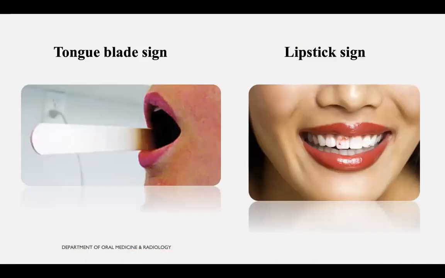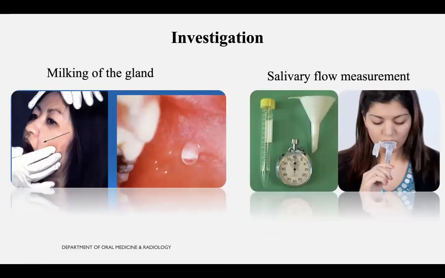So these are some of the signs, which include the tongue blade sign, wherein due to a decrease in salivary flow, the mouth mirror tends to stick to the oral mucosa, or even a wooden stick tends to stick to the oral mucosa, which is a characteristic feature. And the shed epithelial cells can be notably seen over the anterior teeth when there is reduction in salivary flow. That is also a sign of reduction in salivary flow, which is called the lipstick sign.